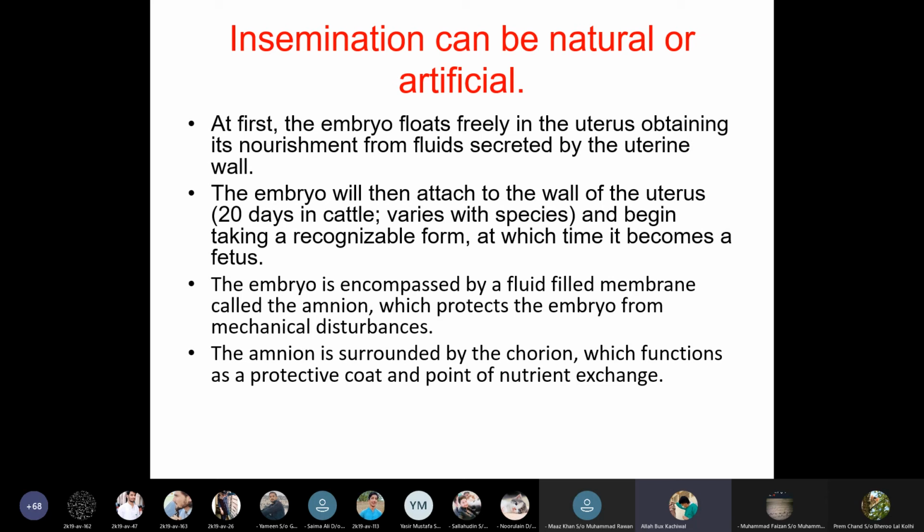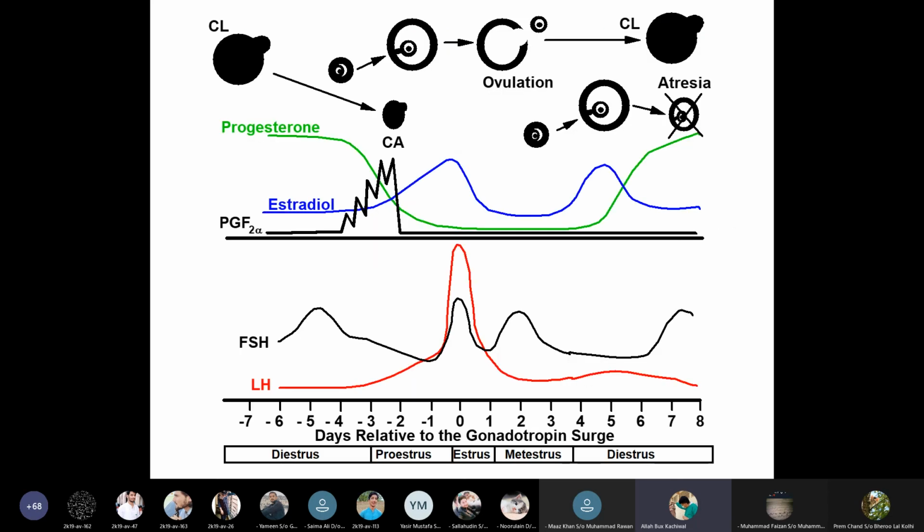The embryo is encompassed by a fluid-filled membrane called the amnion, which protects the embryo from mechanical disturbances. The amnion is surrounded by the chorion, which functions as a protective coat and a point of nutrient exchange.